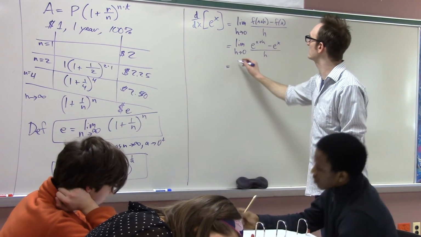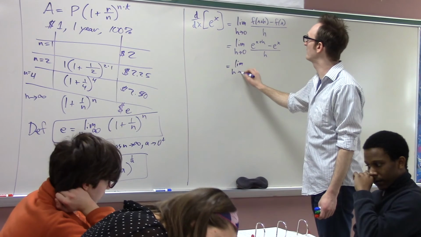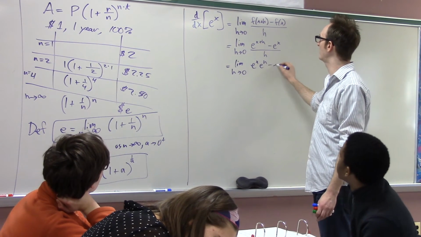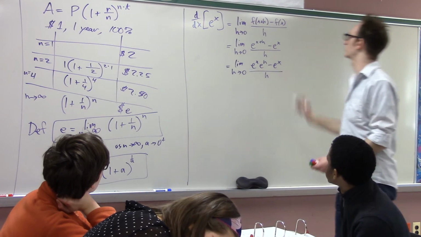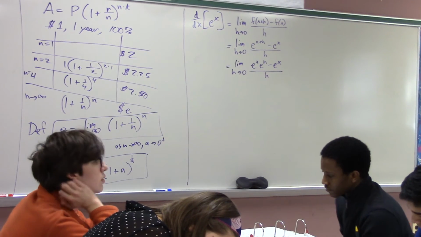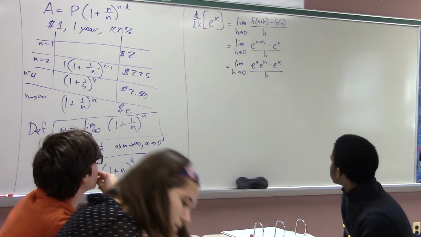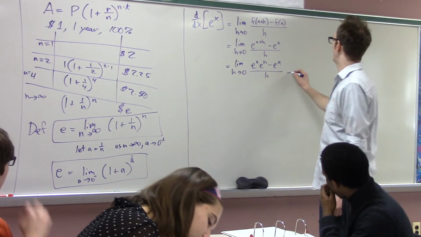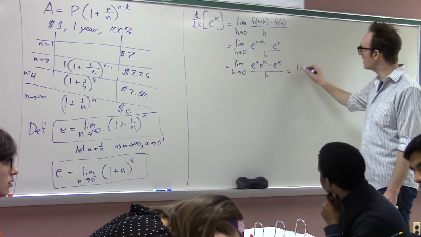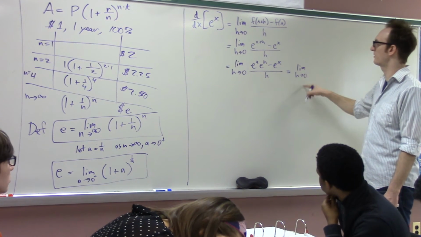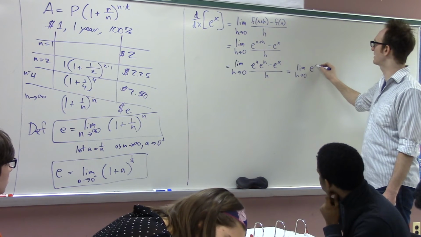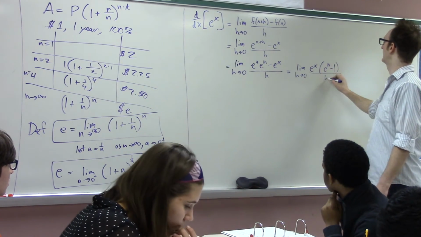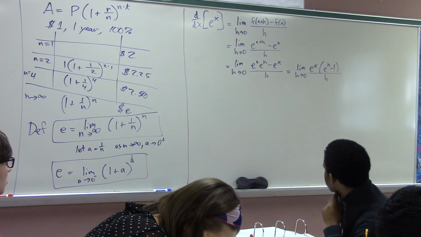Here we just do the obvious thing, which is to rewrite this as the limit as h goes to 0 of e to the x times e to the h, minus e to the x, over h. Okay, not really impressed yet. There's another pretty obvious thing to do. Yeah, factor. So if we factor, we get the limit as h goes to 0 of e to the x times e to the h minus 1 over h. Okay.